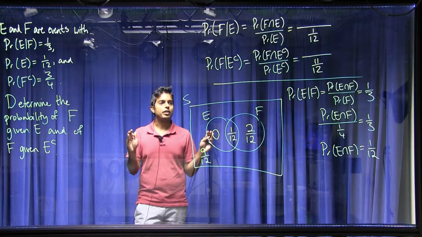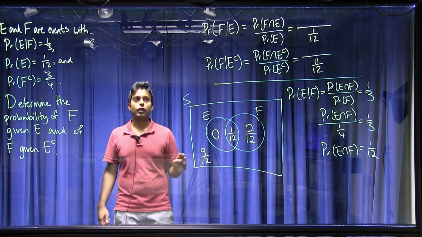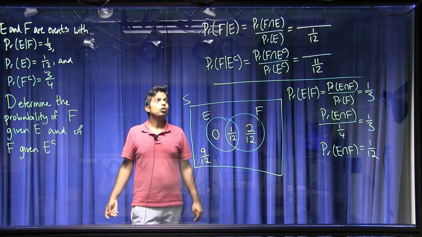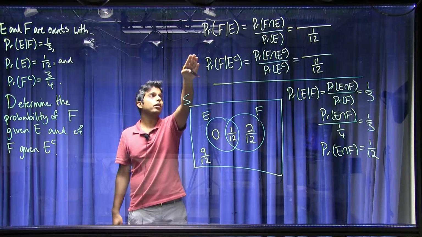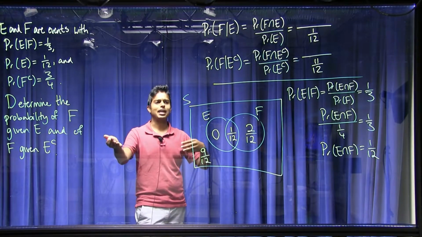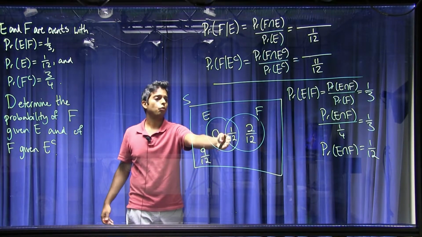Alright, so we filled in our Venn diagram, and now we can figure out the remaining probabilities to figure out the conditional probabilities that we wanted. So, for the top one, all we need is the probability of F intersect E. F intersect E and E intersect F are the same thing. Both of those are 1/12.